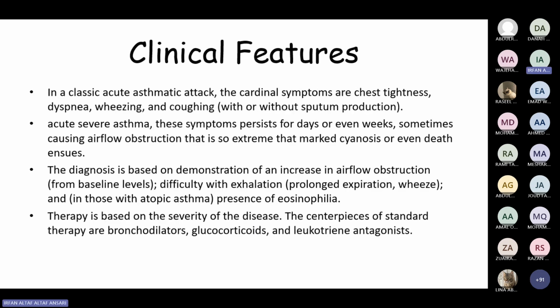Clinical features I skip here to save time. You will read it and you will know in the case review also, the clinical features of asthma.